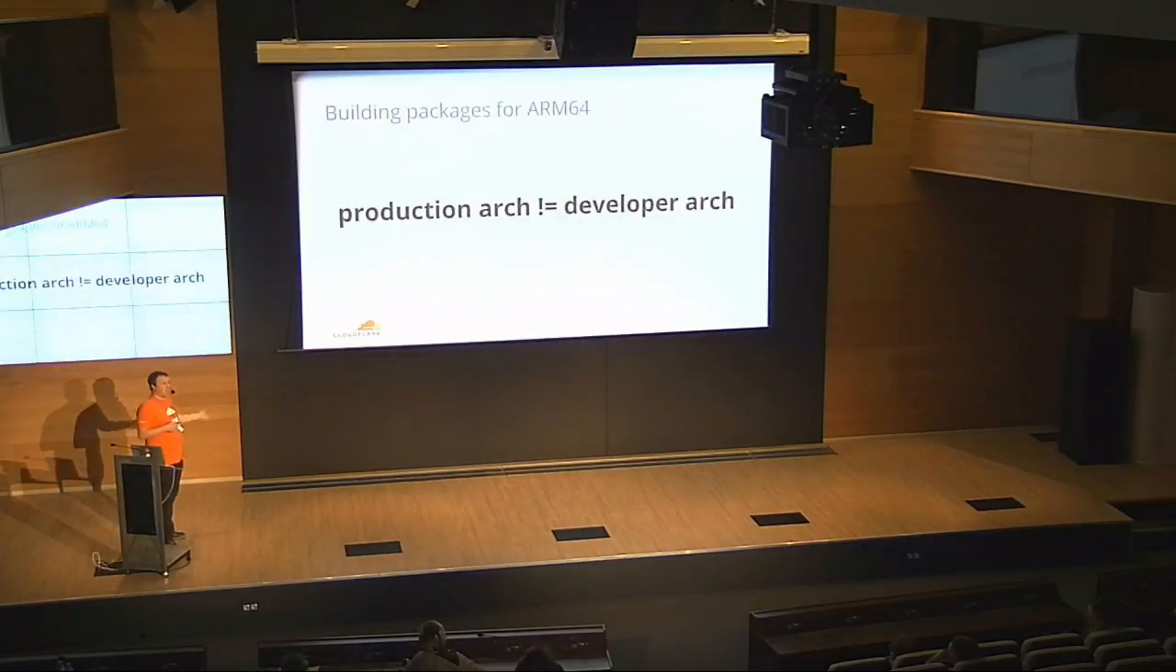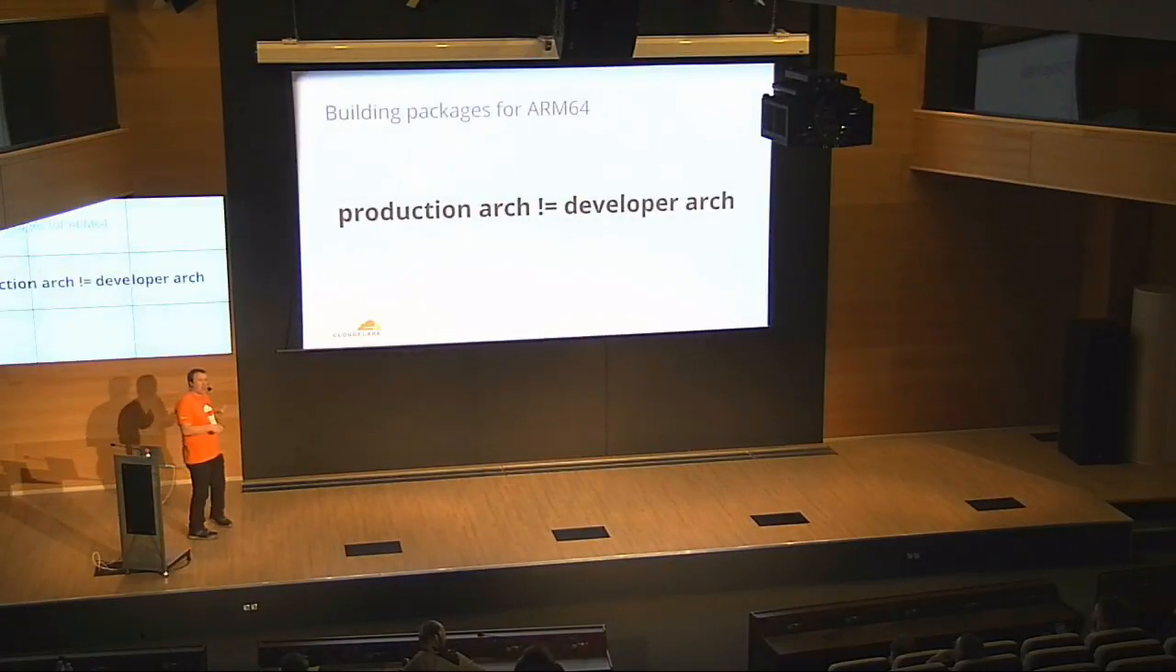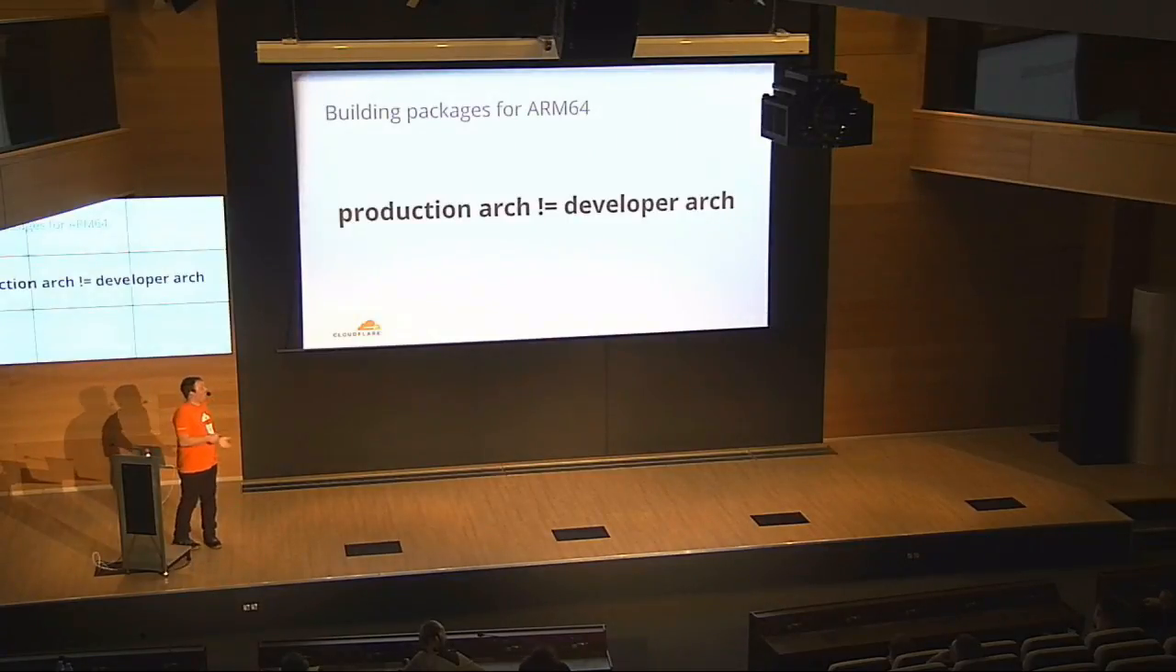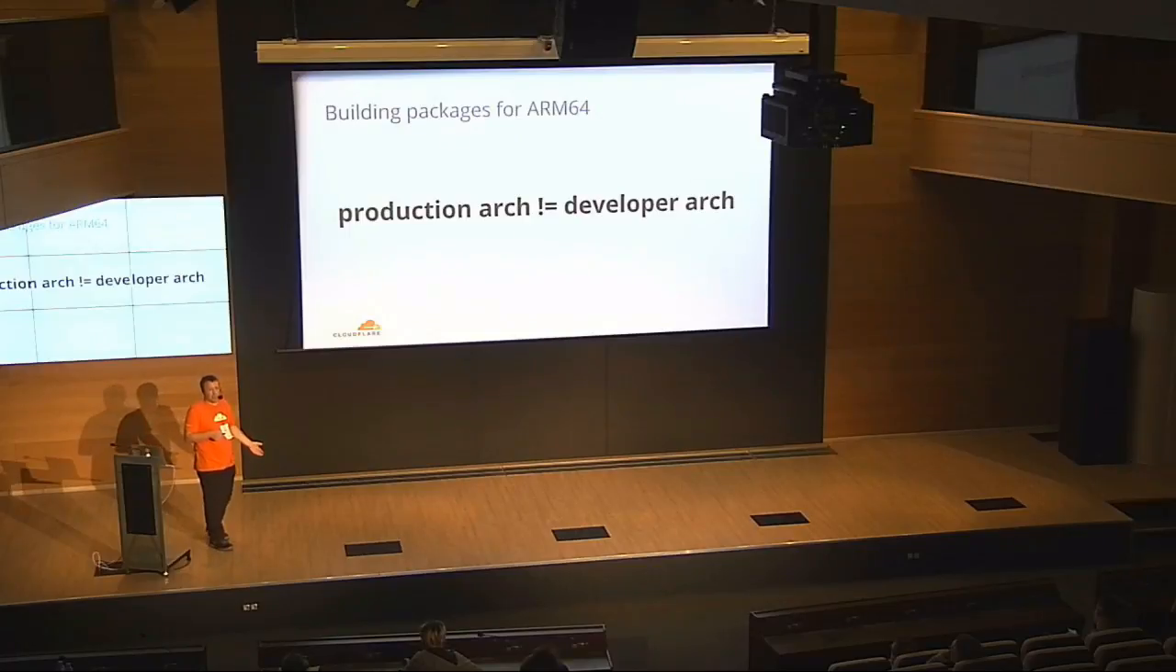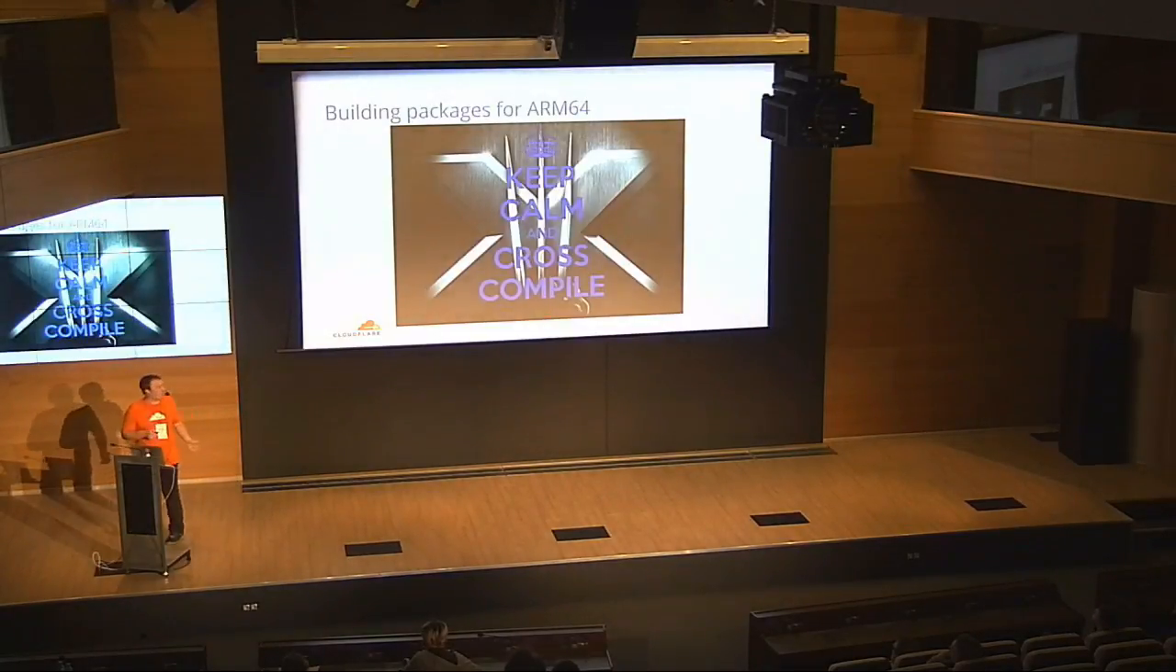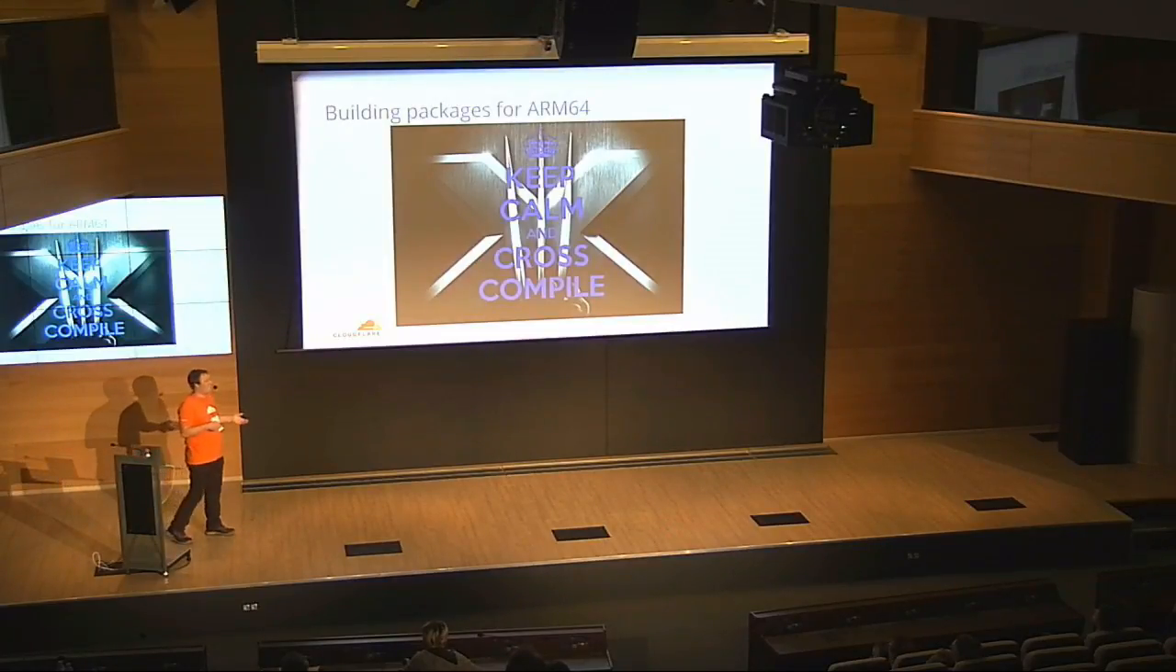The real problem with your developers when you're adopting a second CPU architecture is that now the production architecture is not the same as the developer architecture. So you have ARM64 servers, but developers still have x86 laptops, right? How do they produce software for ARM64? The typical solution to that is cross-compilation.